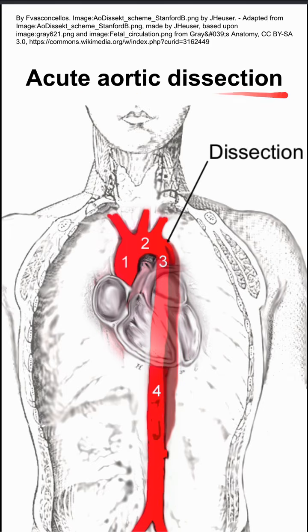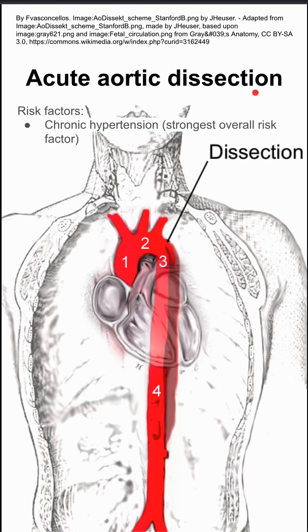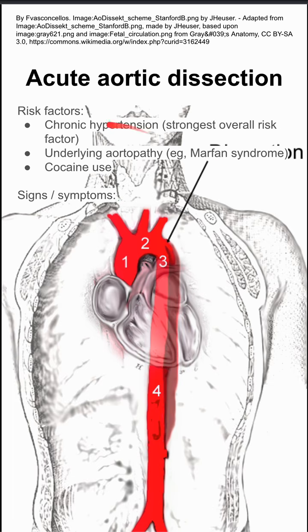Here are some notes on acute aortic dissection, a very serious condition. The risk factors for aortic dissection include chronic hypertension, which is the biggest risk factor, underlying aortopathies like Marfan syndrome, and cocaine use. All predispose you to having an acute aortic dissection.